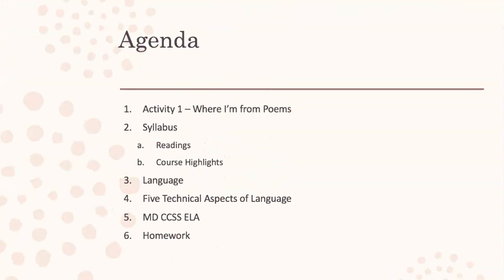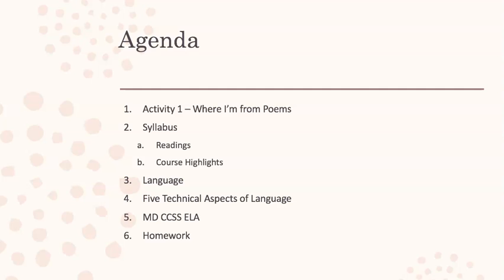So the agenda for this class is we're going to start out with an activity of writing poems focused on where we are from. Then we're going to move into looking at the highlights for the syllabus, what our reading materials are going to be, and some aspects of the course. We're not going to dwell on this too long because we have a synchronous session in which we're going to go through the syllabus. Then we're going to move into definitions of language, definitions of the 5 technical aspects of language. Then I'll show you where the Maryland Common Core State Standards for English Language Arts are located on the web for your use.